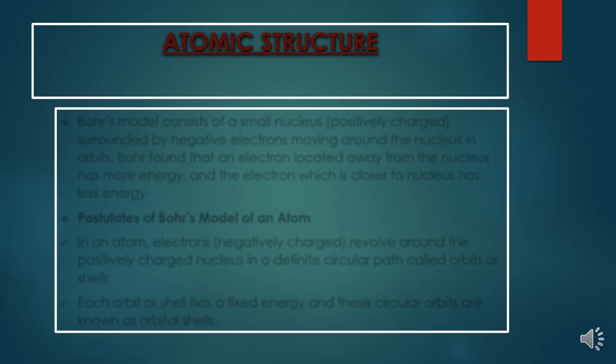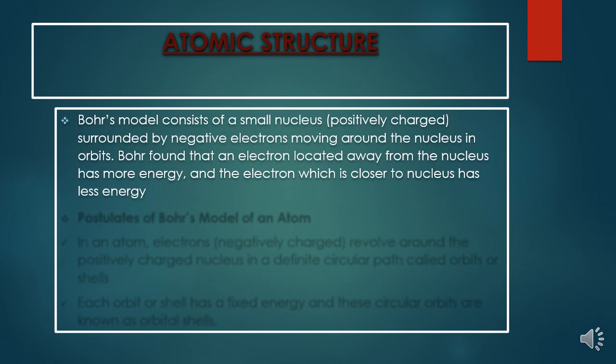The other thing he made is that under Bohr's model, we have what we call energy levels. Energy levels are shells. Those are the rings where the electrons move, where the electrons are found. Electrons can move from one energy level to another energy level. We're going to explain that characteristic later.